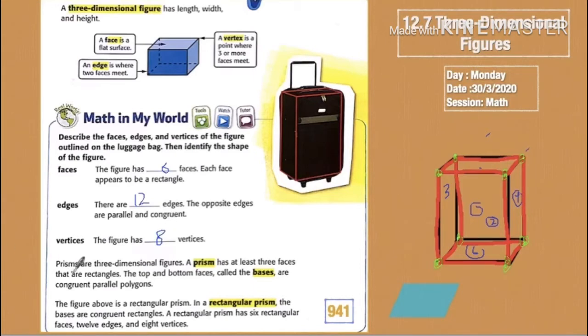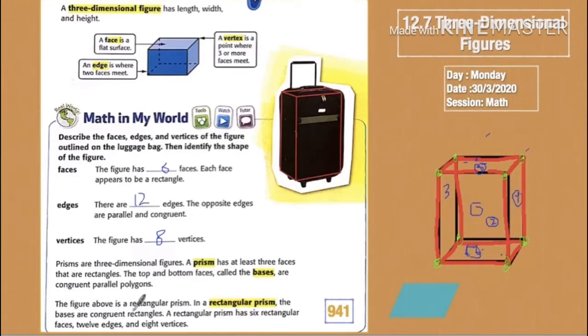Now it says here, prisms are three-dimensional figures. A prism has at least three faces that are rectangles. The top and bottom faces, called the bases, are congruent parallel polygons. So if we look at this suitcase, our top and bottom would be considered our bases. This would be considered a base and this would be considered a base.